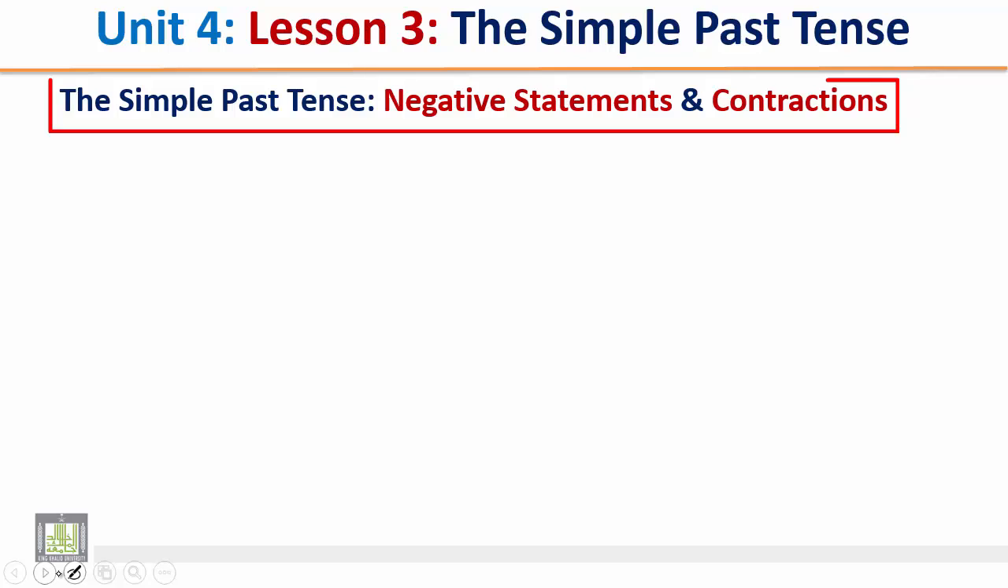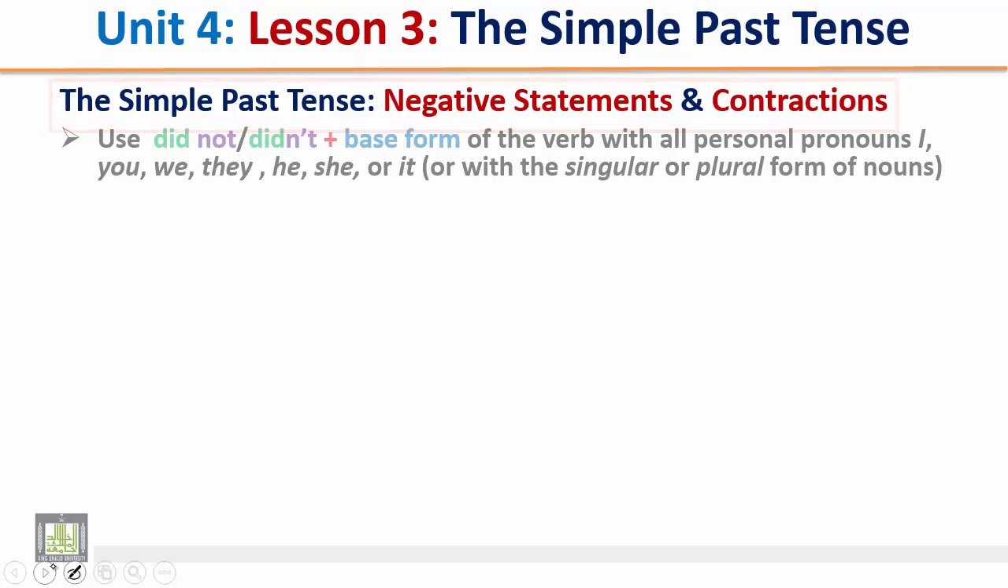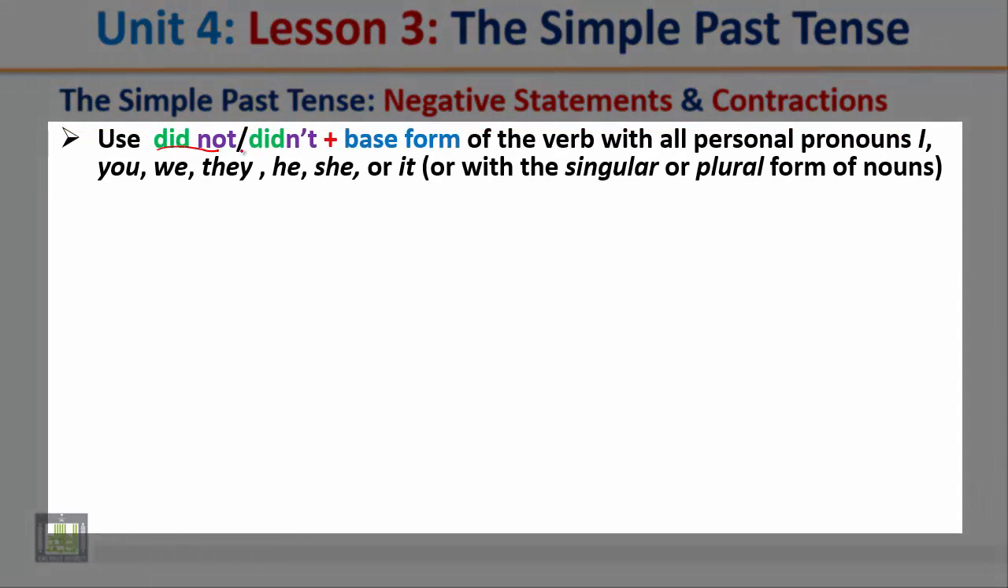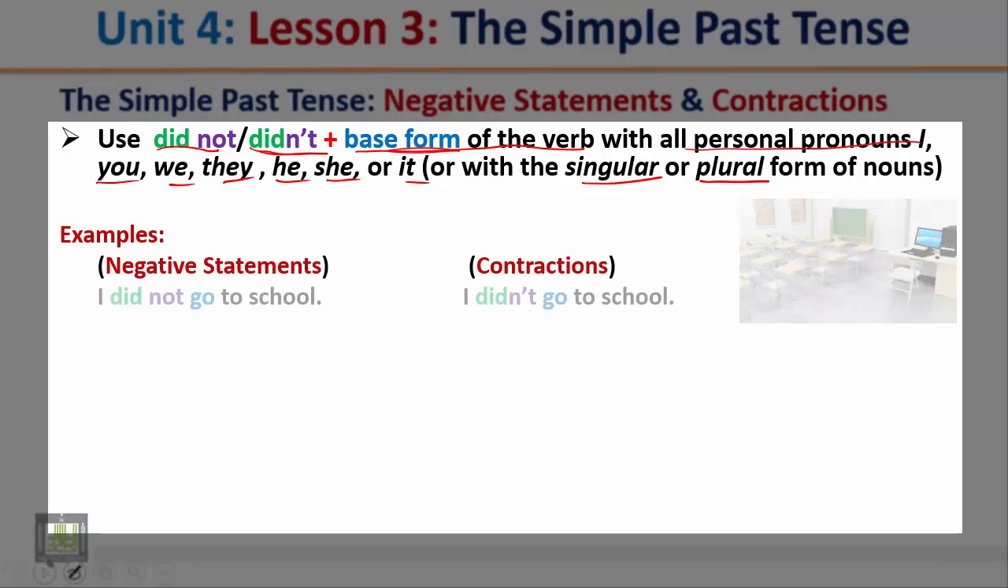The simple past tense, negative statements and contractions. Use did not or the contracted form didn't plus the base form of the verb with all personal pronouns I, you, we, they, he, she, it or with the singular or plural form of nouns. Examples. I did not go to school. Notice here, after did not, we use the base form of the verb. The contracted form, I didn't go to school.